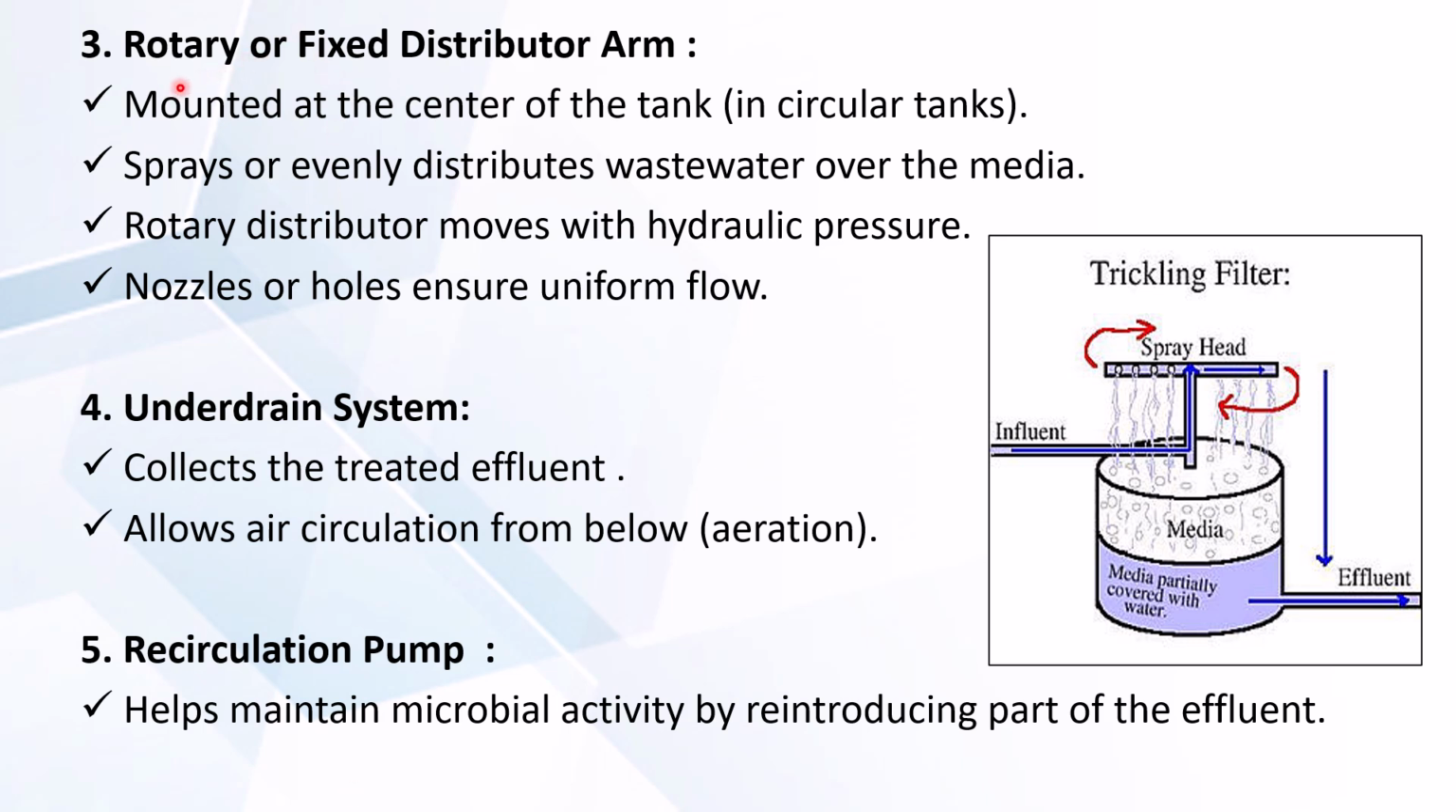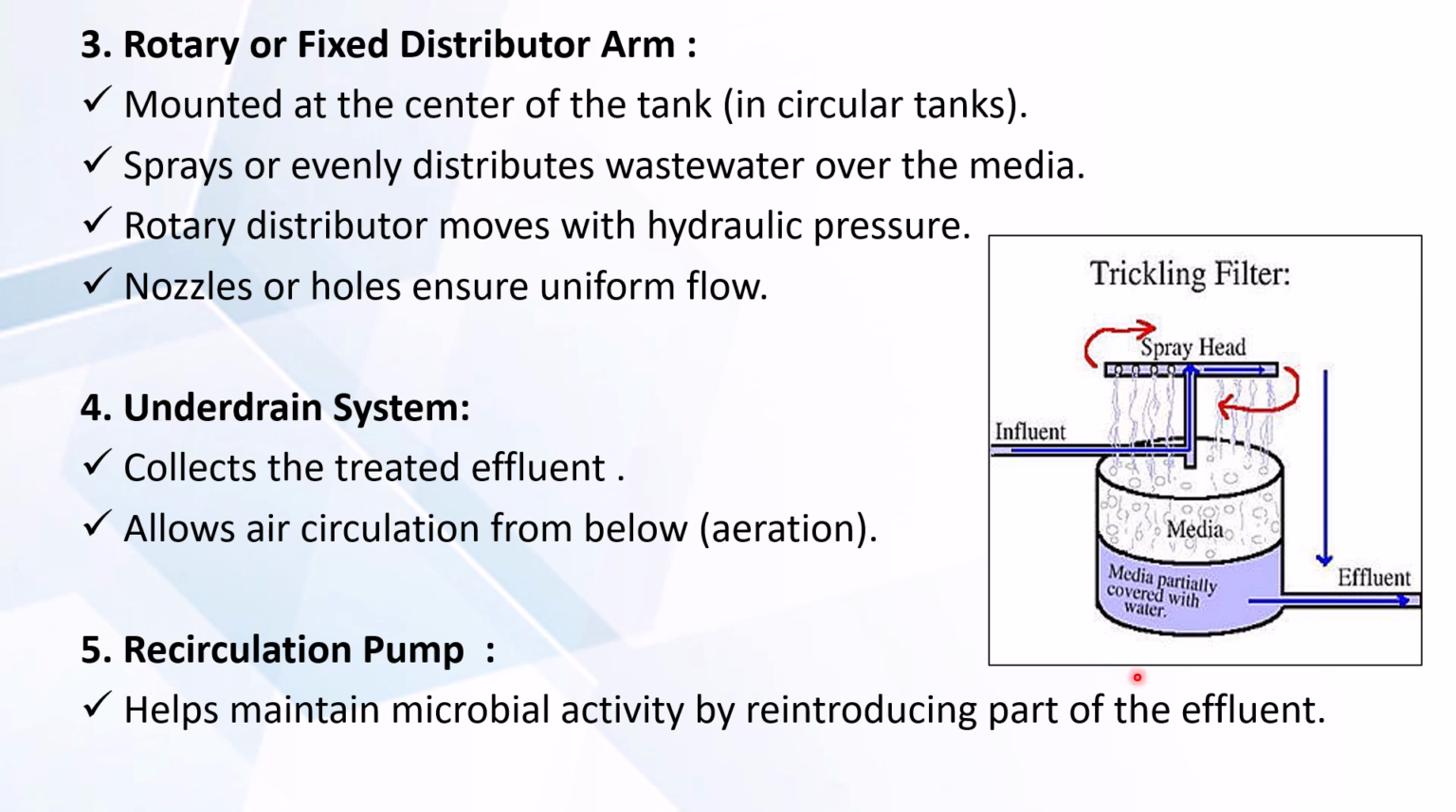Now, the third is the rotary or the fixed distributor arm. This component is mounted at the center of the circular tank. Its function is to spray or evenly distribute the wastewater over the filtering media. If a rotary arm, it moves with the help of the hydraulic pressure generated by the incoming wastewater. The nozzles or the holes on the arm ensure the uniform flow or distribution, which is critical for effective microbial activity.